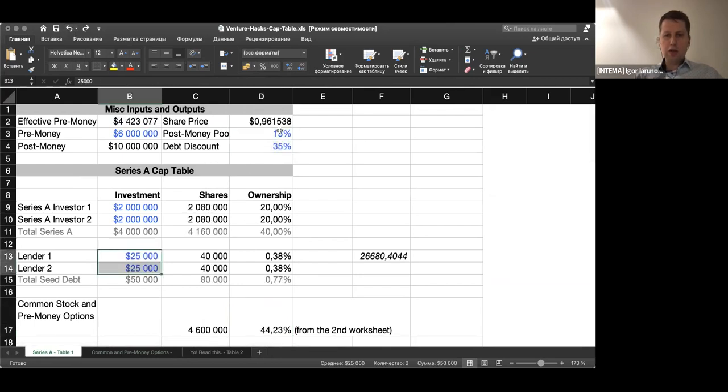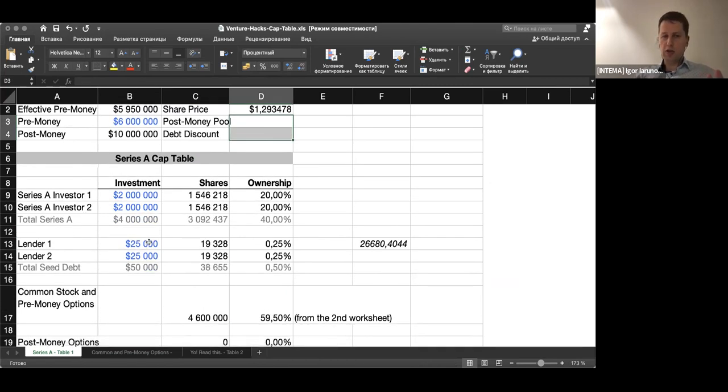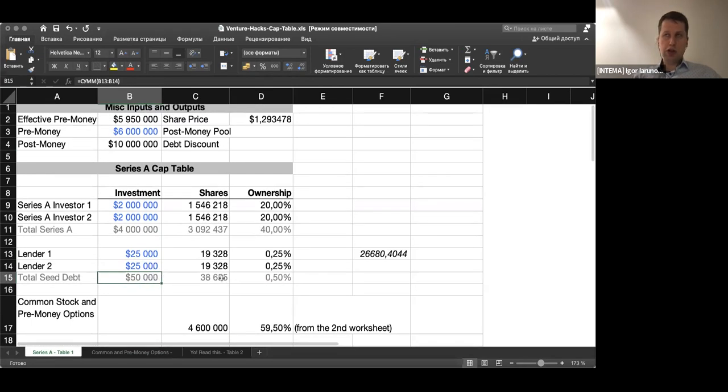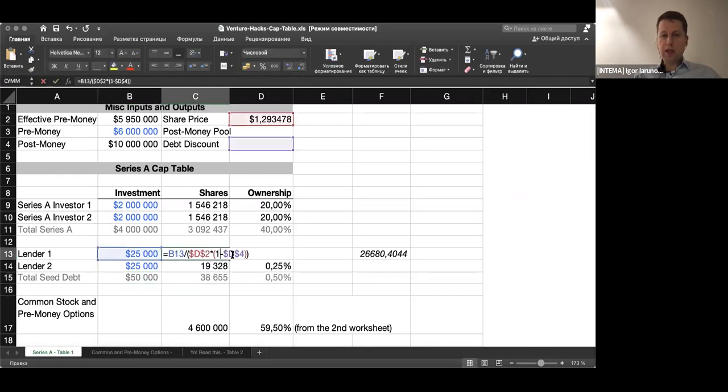And let's use a different idea. Also, we had two lenders. They lent us in the very early stage 50,000 in total. Two lenders, 25 from each. And this 50,000 must be converted to shares. What's the problem we can see here? Oh, the problem is very easy. Because first of all, there could be a debt discount.